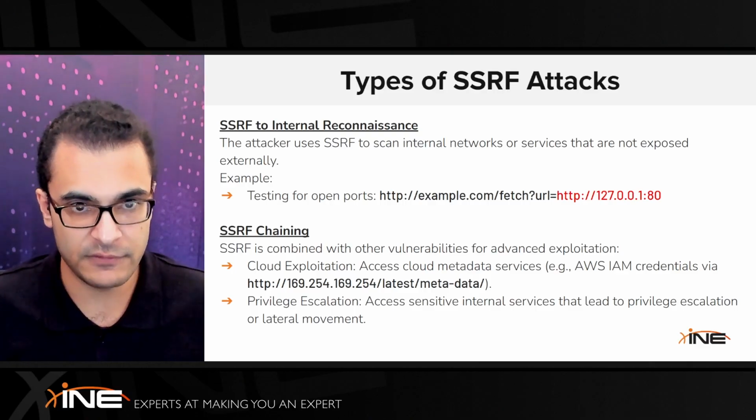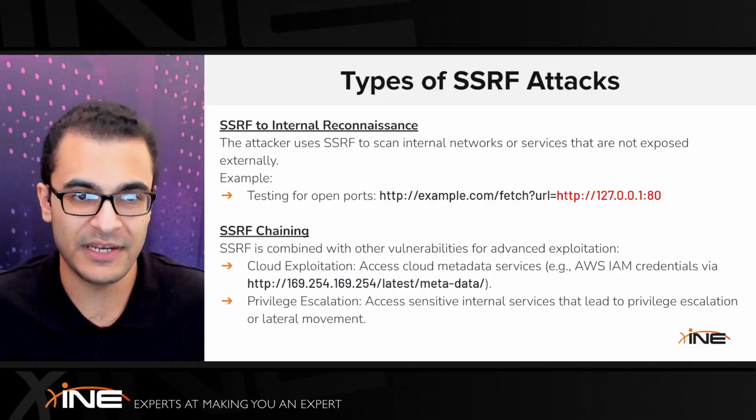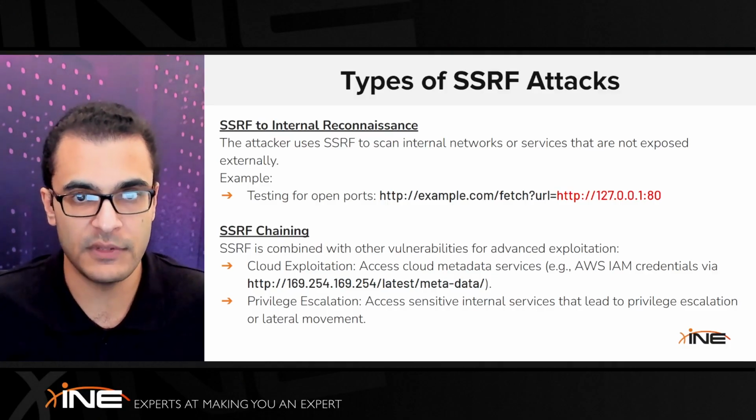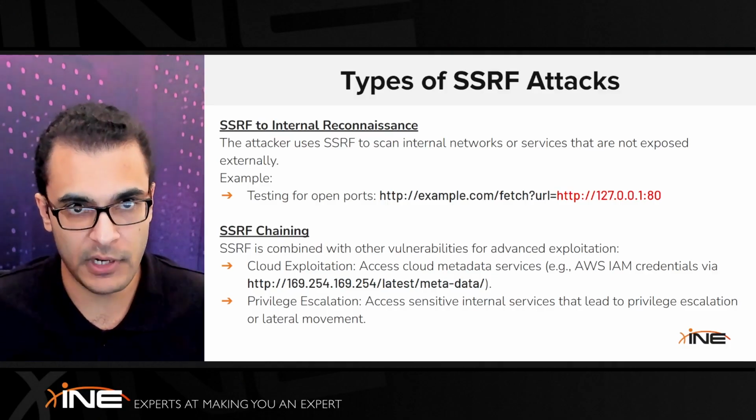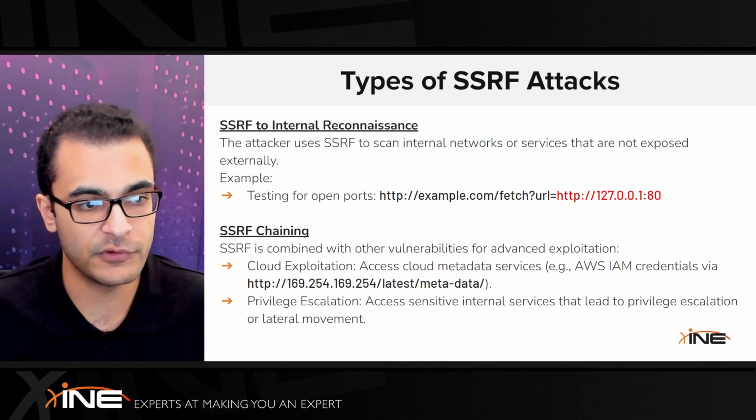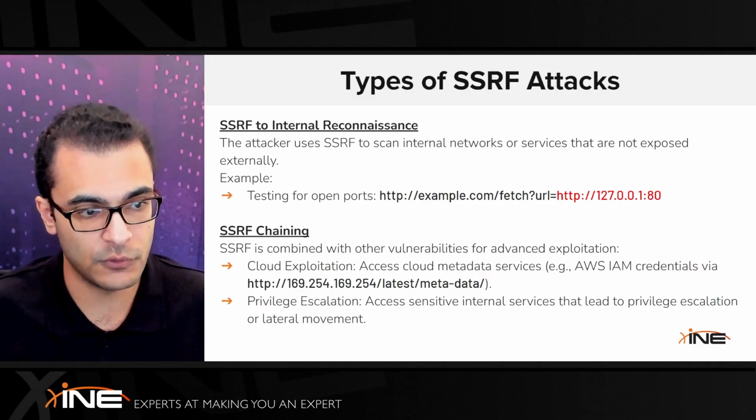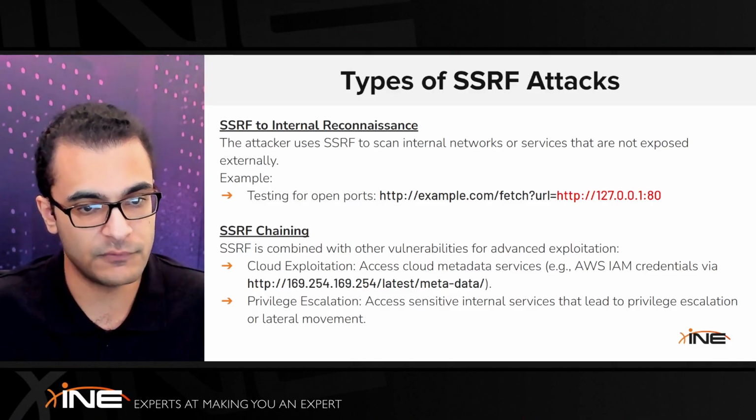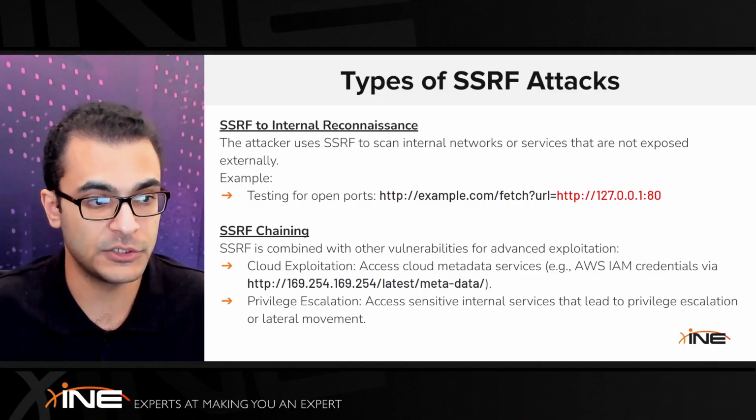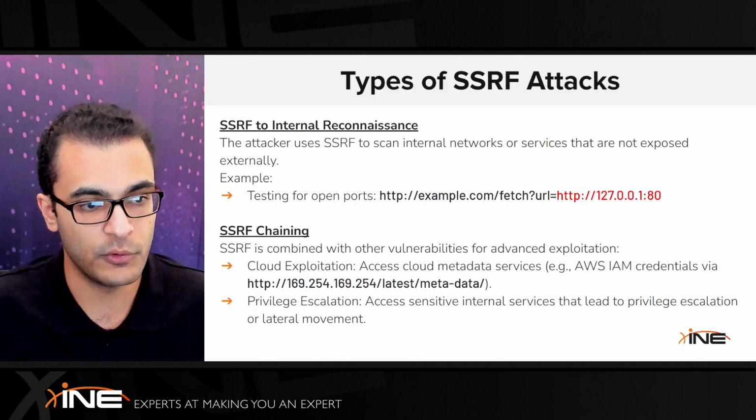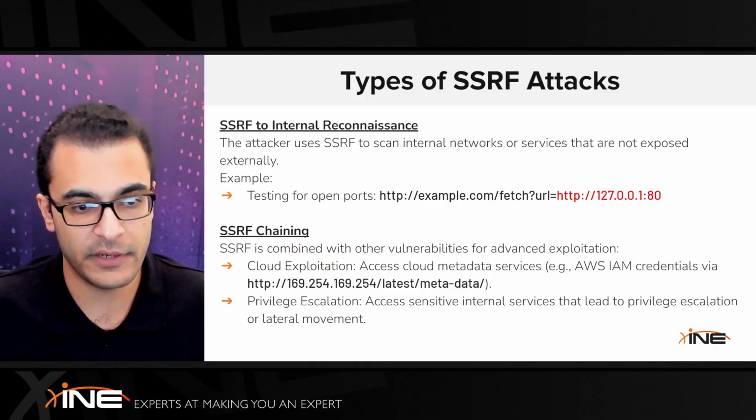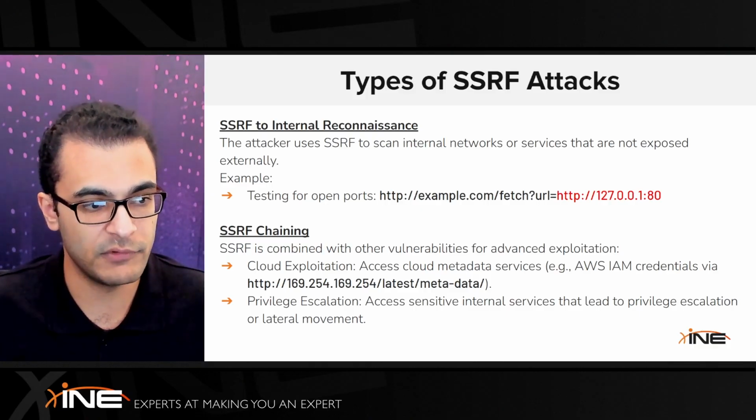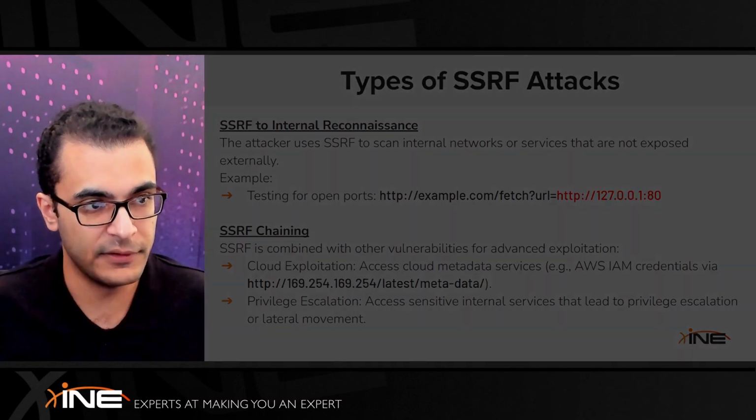And then, of course, you have the advanced types of SSRF vulnerabilities that involve chaining, where SSRF is not the end goal, but part of a larger exploit. So SSRF is combined with other vulnerabilities for advanced exploitation. So, for example, in the case of cloud exploitation, you access cloud metadata services, for example, AWS IAM credentials via the following sample URL, so latest metadata, etc. And then, of course, privilege escalation. So you access sensitive internal services that lead to privilege escalation or lateral movement.